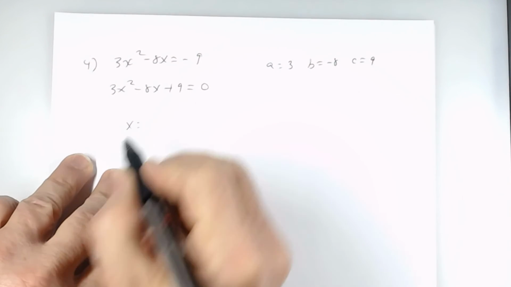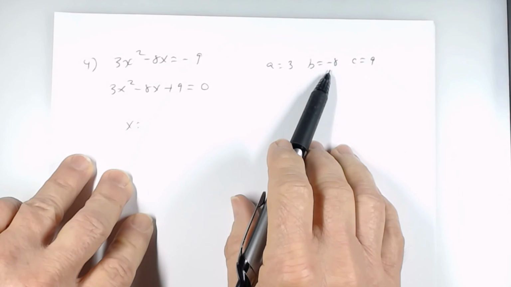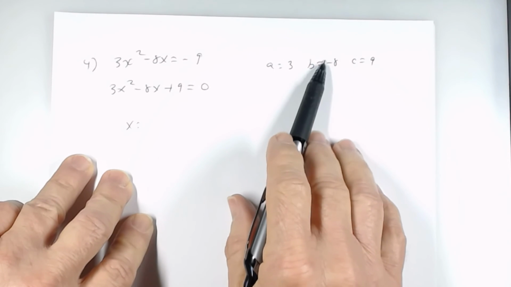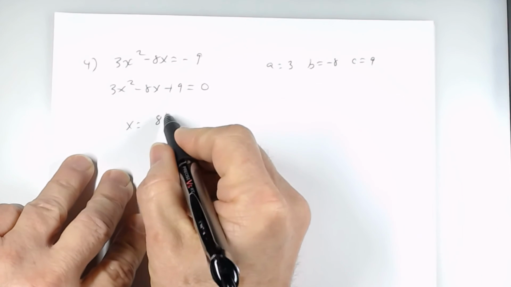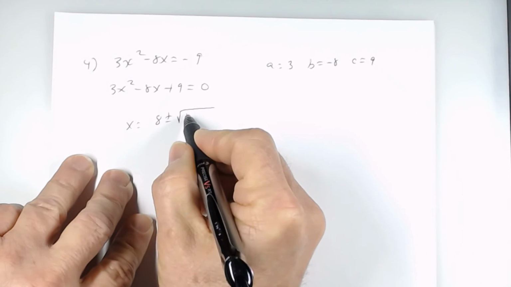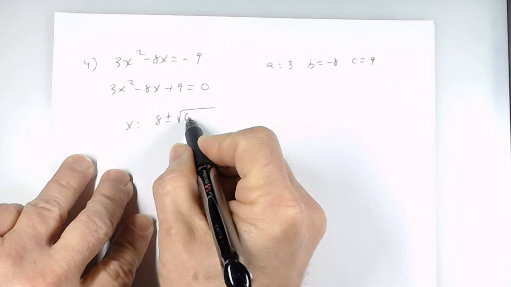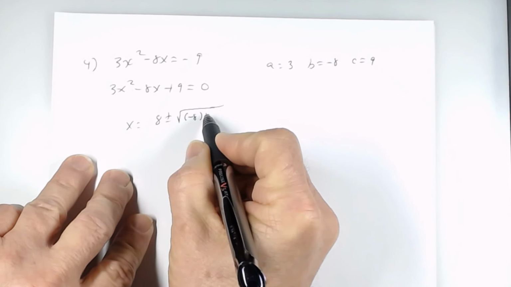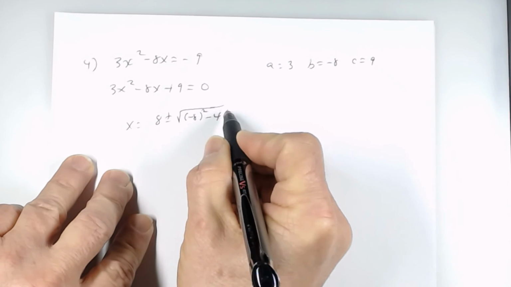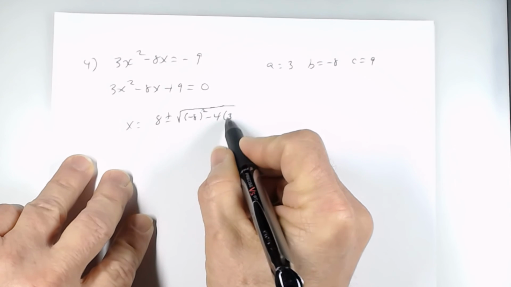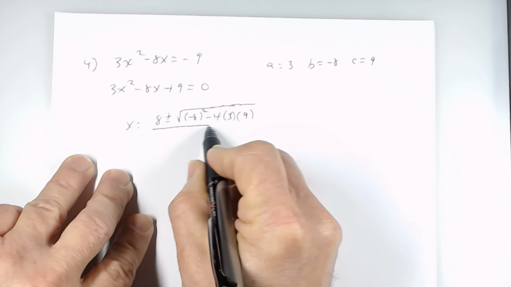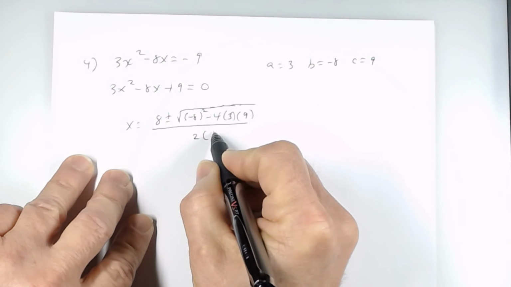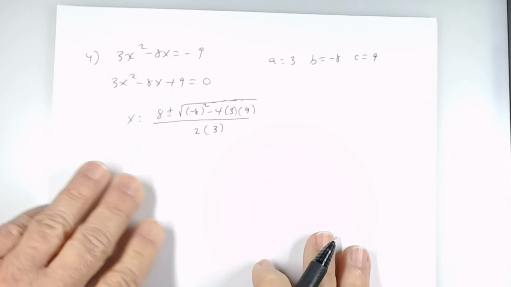So x equals, good. So the opposite of b, remember, so b is negative 8. So the opposite of negative 8 is 8. Plus or minus the square root of, in parentheses, what do I put? And what do I do with that? Square it. Minus 4 times a, what's a in parentheses? 3. And what's c in parentheses? 9. All divided by 2 times a, and what's a? 3.